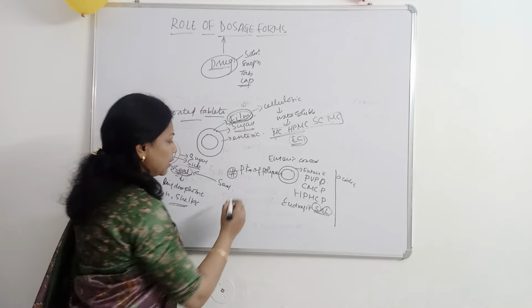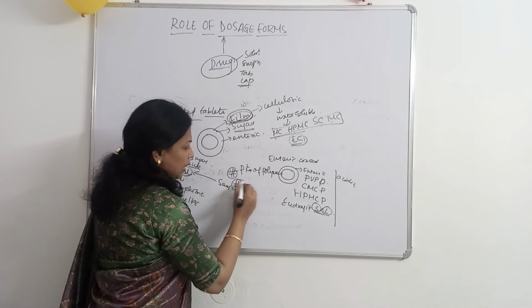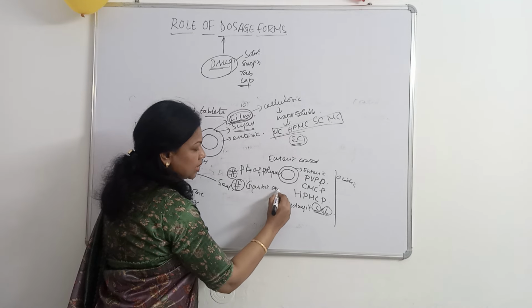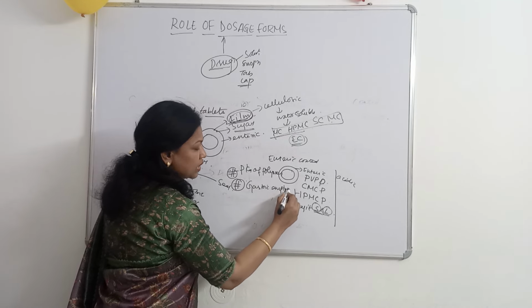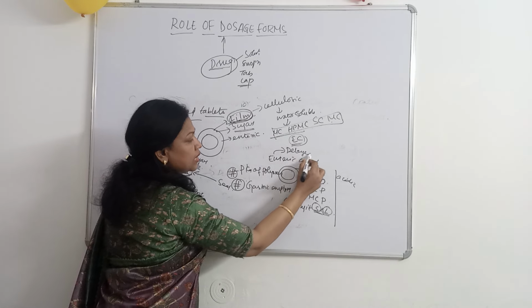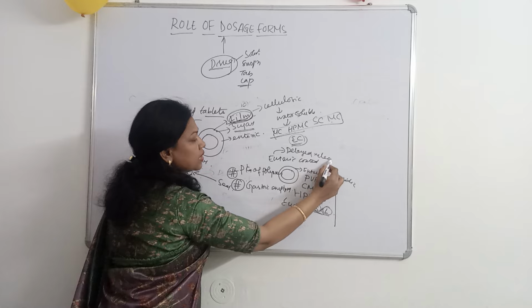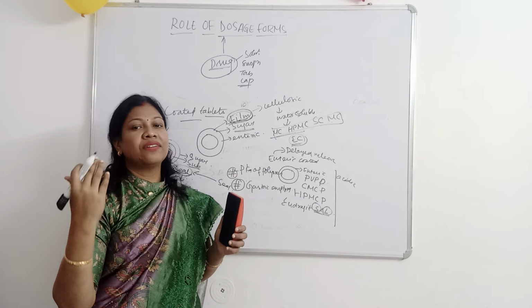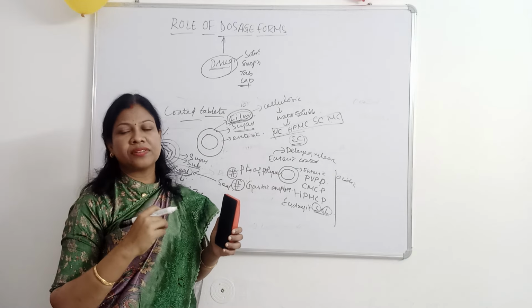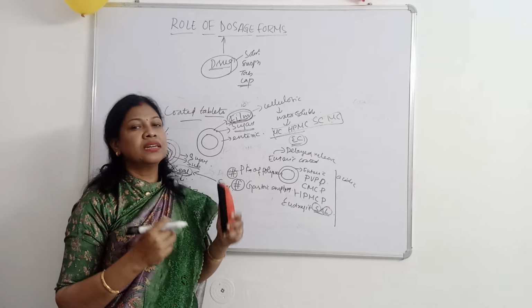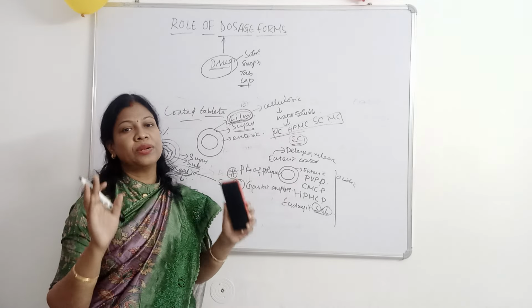And another rate limiting factor is the gastric emptying of the formulation. This enteric coated formulation is also known as a delayed release formulation. Why is it delayed release? Because it releases the drug only after it has been emptied from the stomach, and if the emptying is delayed, then the drug release in the intestine will also be delayed.